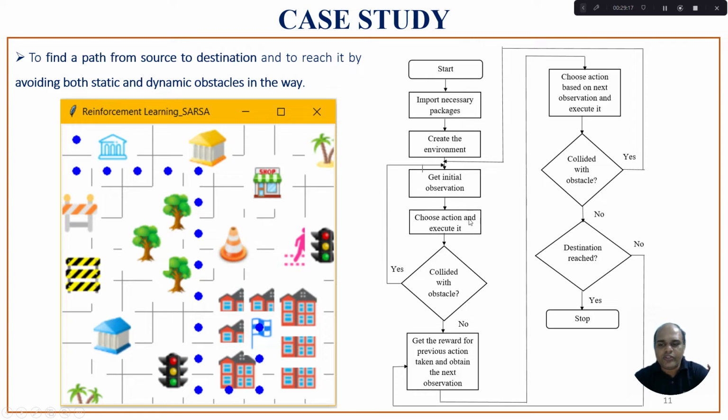So we try to choose an action and see whether the agent has collided with an obstacle or not. If it has collided, then one episode is completed, so it goes to the initial observation, the initial stage. If it has not collided with the obstacle, then it gets some reward for this action, and then it goes into the next state. Again in the next state, it has to choose an action.